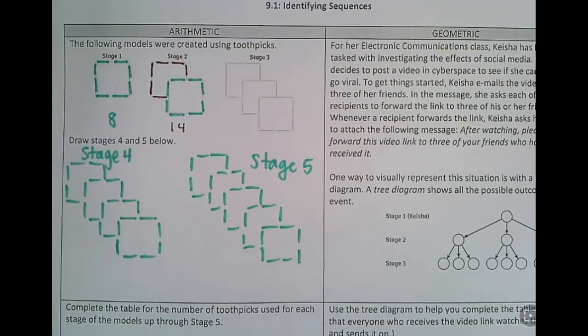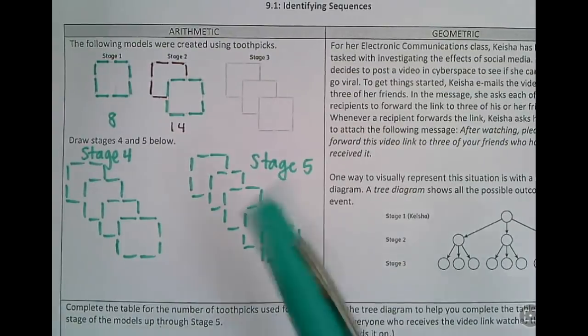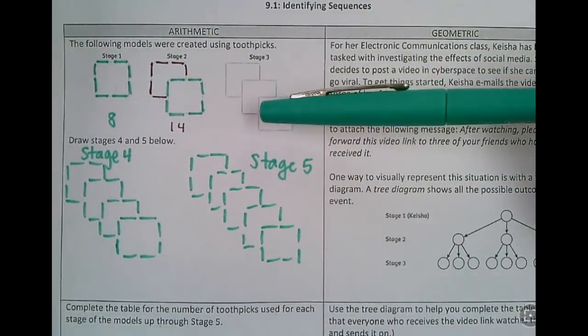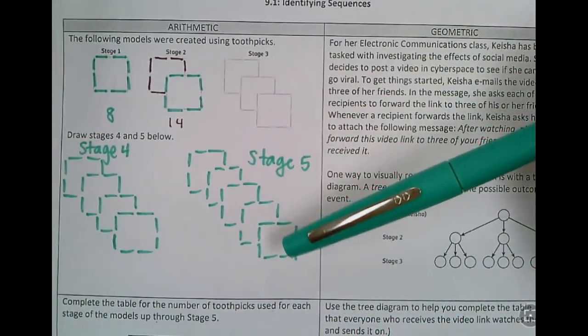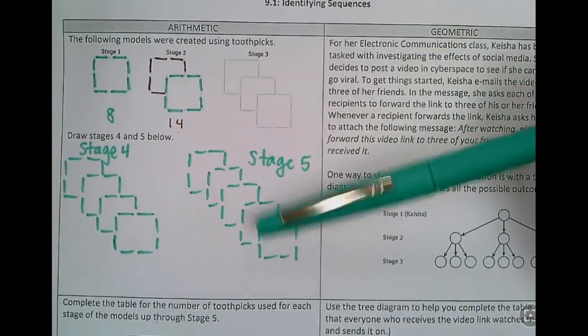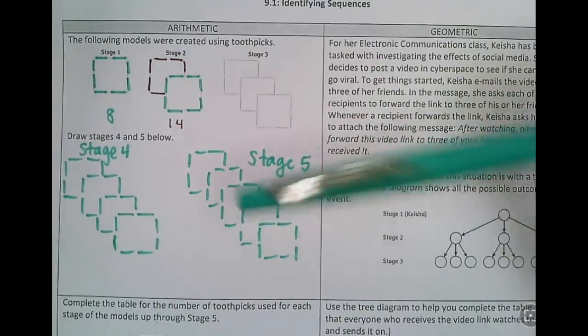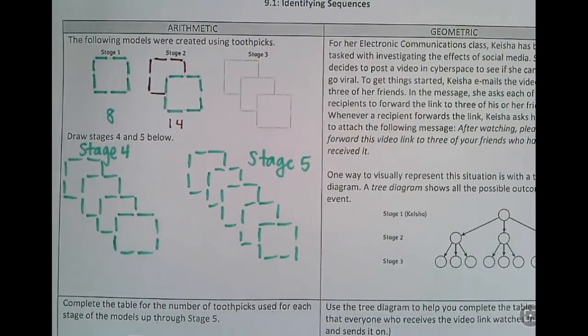All right, so check your work on here. If you notice, stage 3 had, in a sense, 3 boxes here. So stage 4, I've got my 4 boxes, and stage 5, I've got 5 boxes now, each one being added on, not including that corner in the part there.